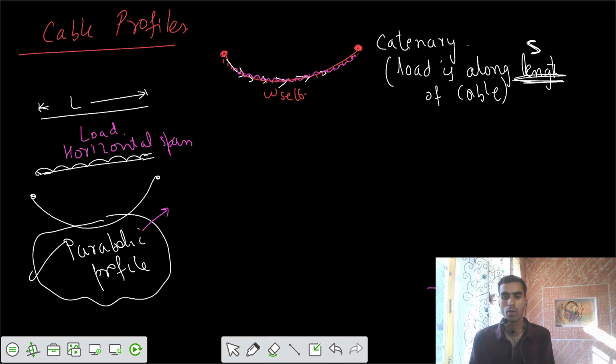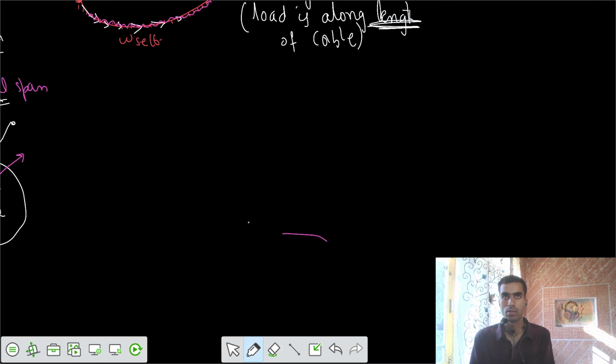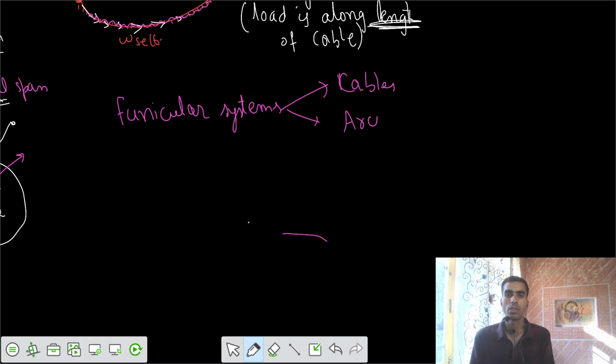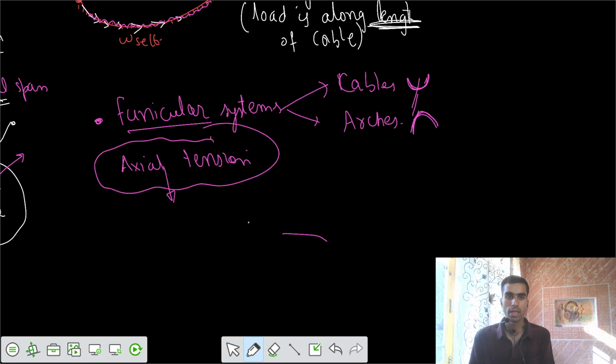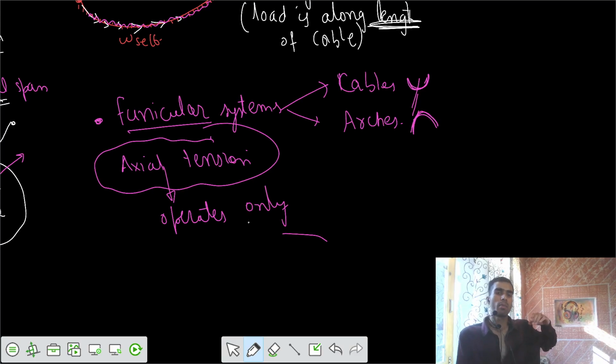One more thing is that we have a concept called funicular systems. These can be cables, and these can be arches also. Arches are in this fashion, and cables are in this fashion. Funicular means they only have axial tension in the members. Only axial tension is operating in the section, in the member. That's what we call a funicular system.